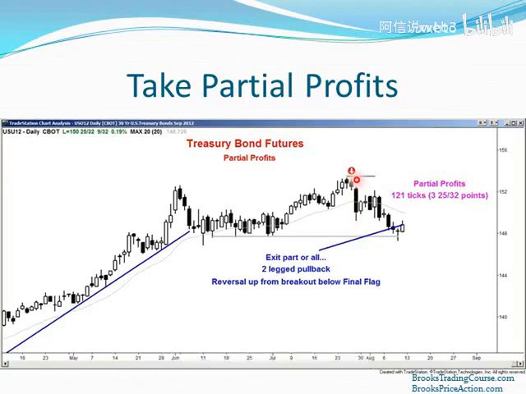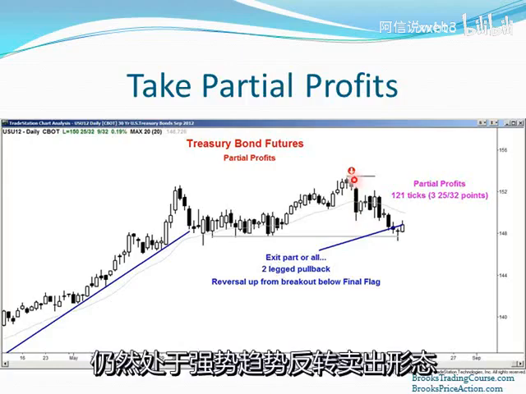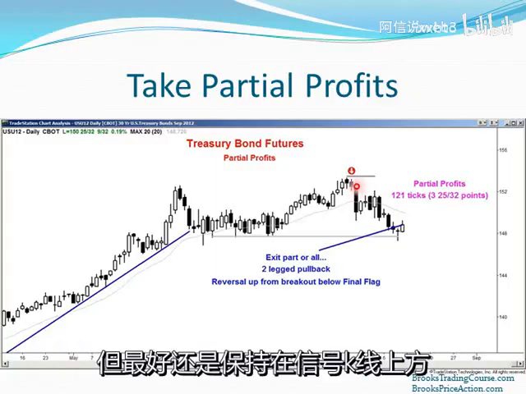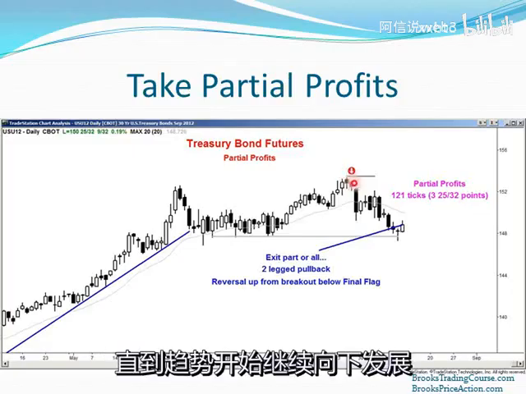To me, I think it's still on the higher high major trend reversal sell. You could lower your stop to just above the high of the bear bar if you wanted, but I think technically it's probably better to keep it above the high of the signal bar until after the trend resumes down.